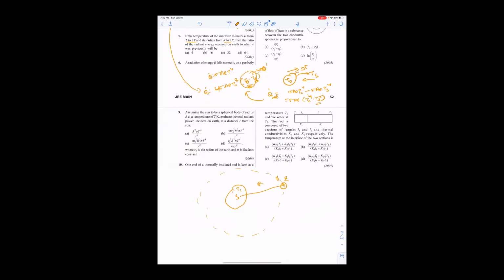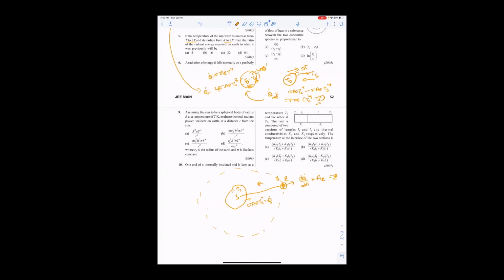The temperature of the sun is Ts. What is the energy given out by the sun? Sigma A E Ts power 4. So I want the energy density, right? This is Q dot. But I want how much is received by Earth. So it is the energy density, that is dQ dot by dA, into the area of Earth. Am I right? This is the energy received by the Earth.